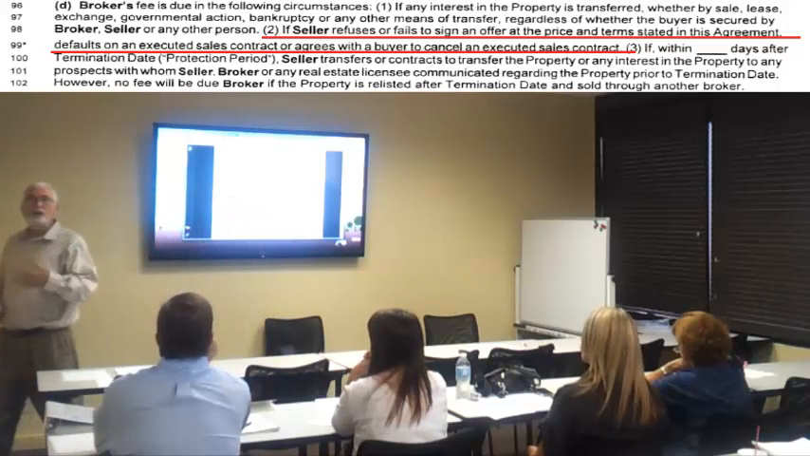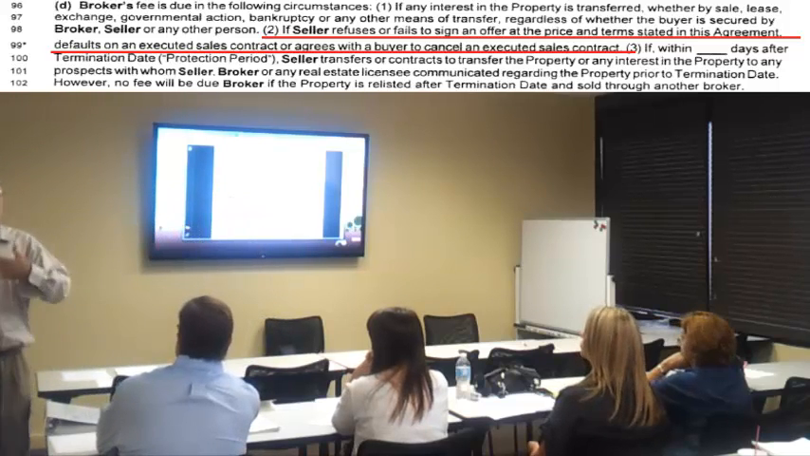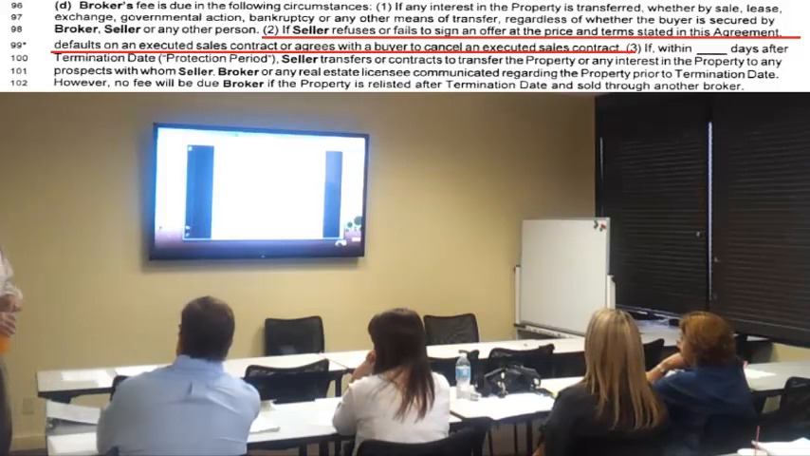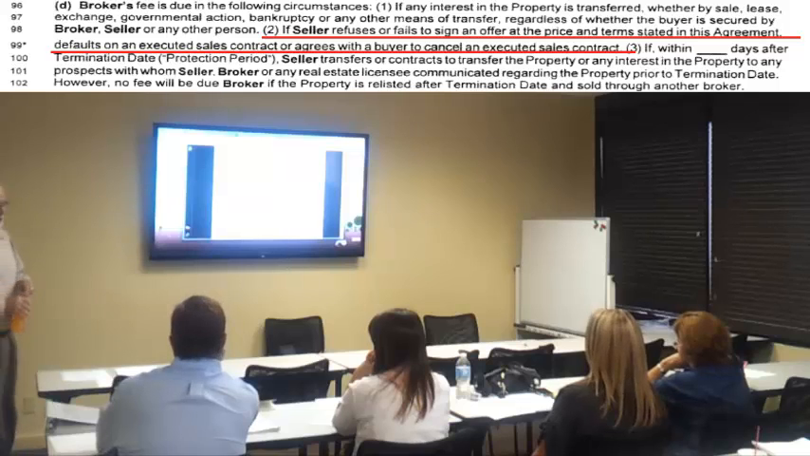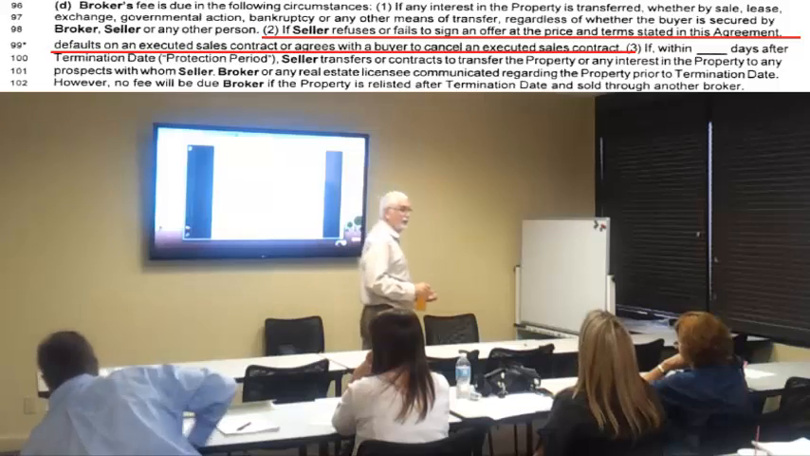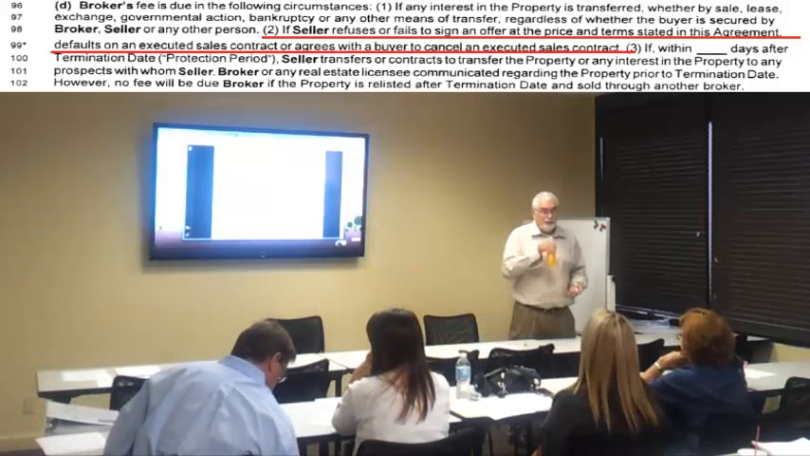Or if the buyer and seller enter into a contract and then decide to cancel it, I'm still entitled to my commission. Does that mean I'm ever going to collect it? No. But see, the first thing is, have I earned it? Because if I haven't earned it, there's no point trying to collect it.